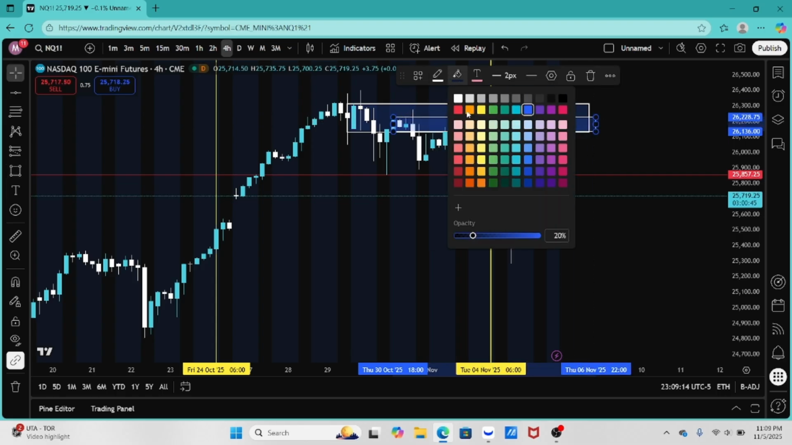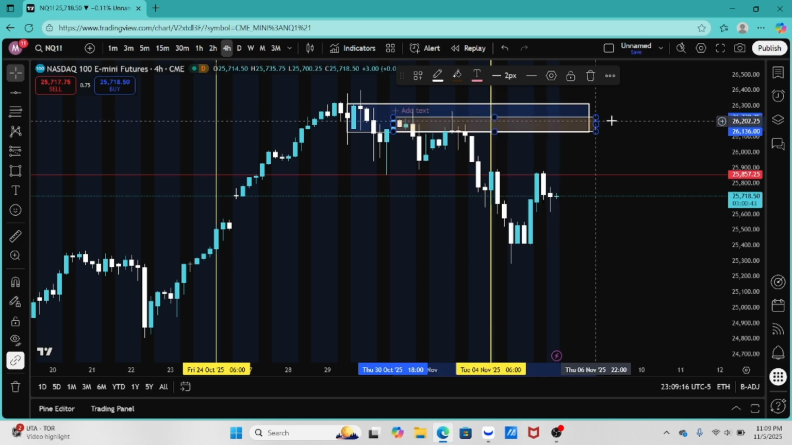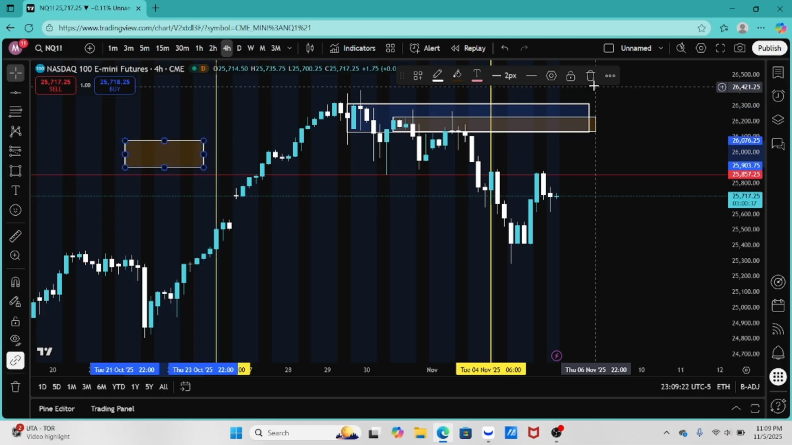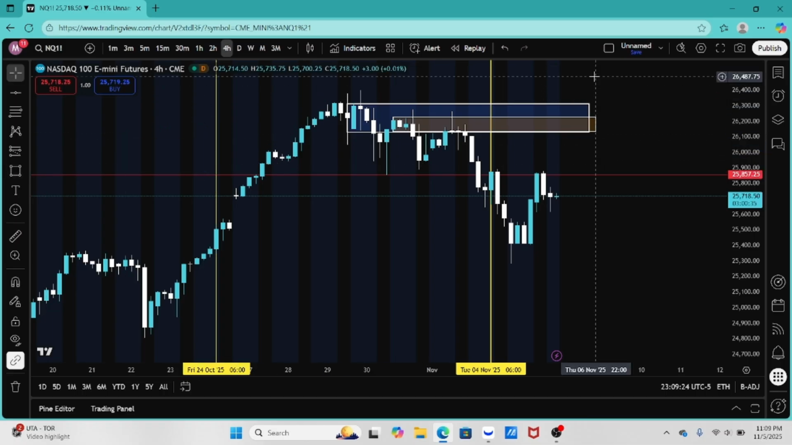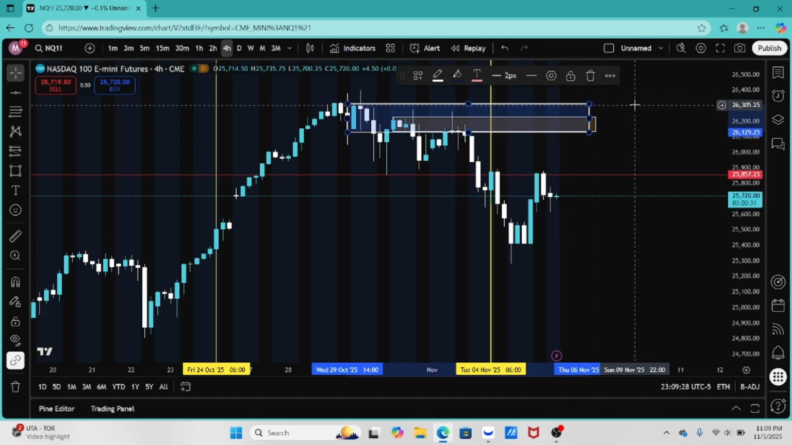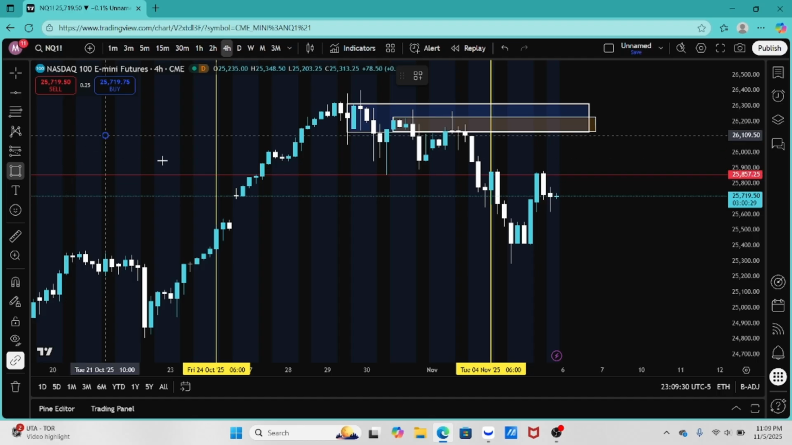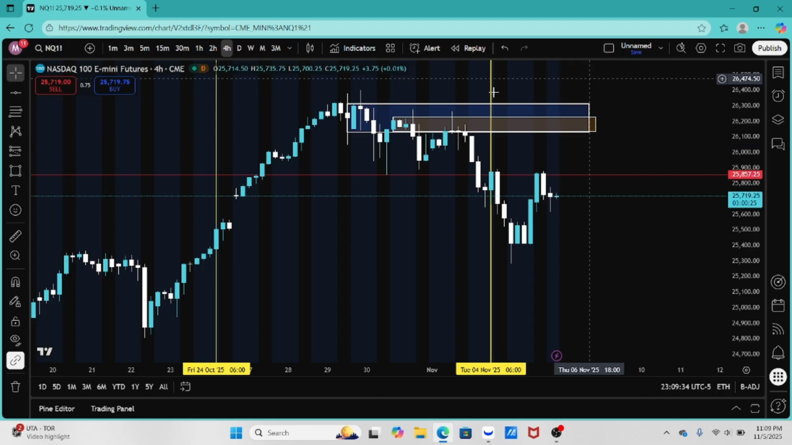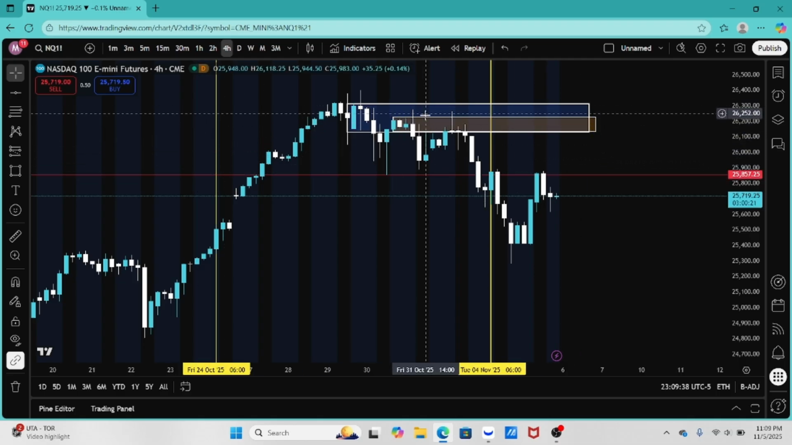I really don't want to change my order block colors, but I'll just make that like that. Hopefully that didn't permanently change them. I don't know. I really do like those colors for my order blocks. Okay, I'll worry about that in a minute. Alright, so we have this order block marked out.